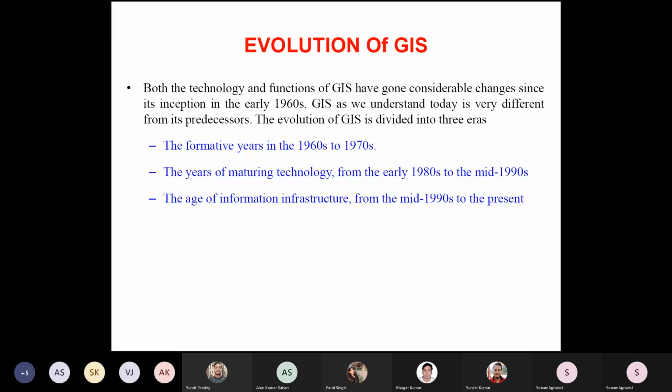Okay? So just think about it, how you will describe GIS to some of your friends, to some of your relatives who do not know anything about GIS.